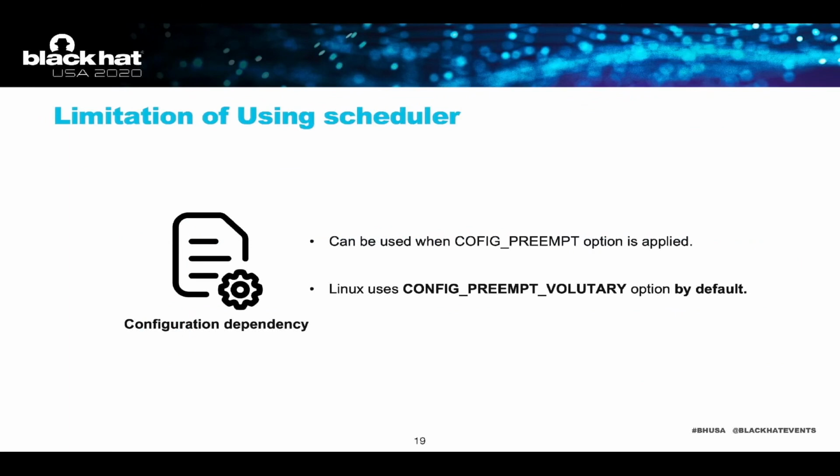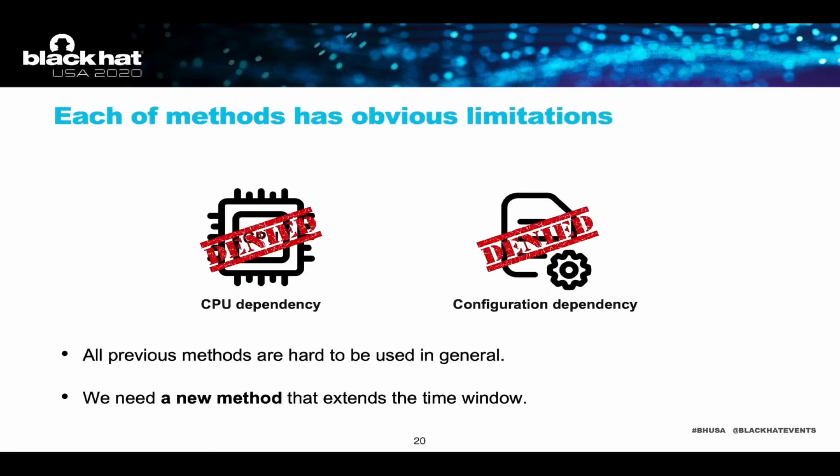However, this is only possible in kernels with the config preempt option enabled. But the Linux kernels use the config preempt voluntary option by default. In other words, this method does not work for most Linux systems. As you can see, all previous methods have obvious limitations and are hardly useful in general. So what we need is a new method to extend the time window that can be used in a general setting.